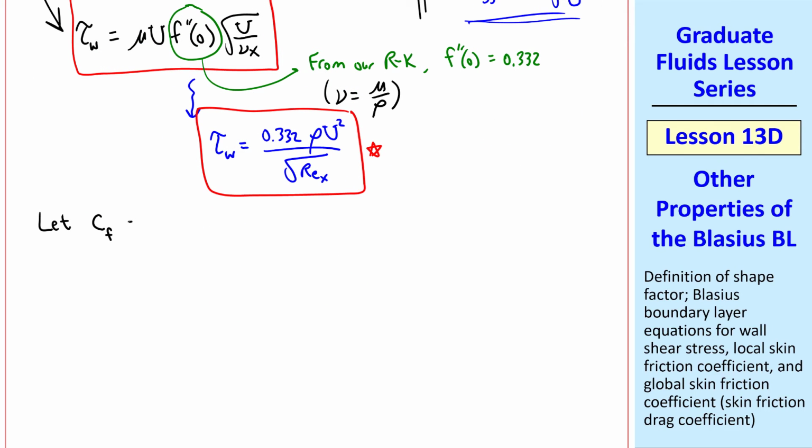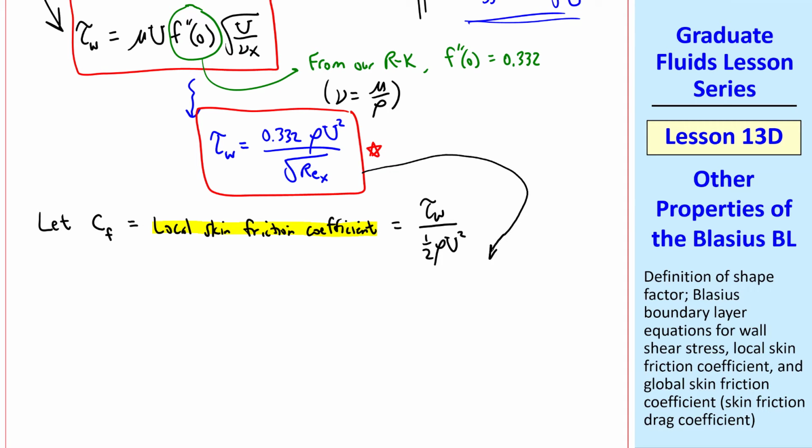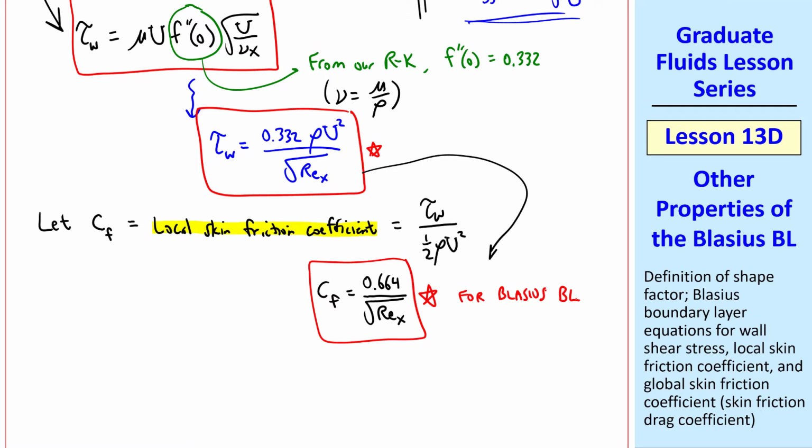Now let Cf be the local skin friction coefficient, which is a non-dimensional form of tau, defined as tau w over 1/2 rho u squared. When we plug in this expression for tau wall, we get Cf is 0.664 over the square root of Rex. This is valid only for the Blasius or zero pressure gradient boundary layer.